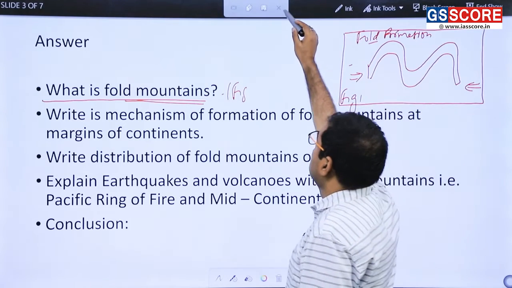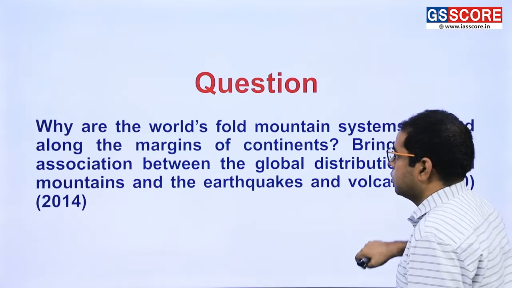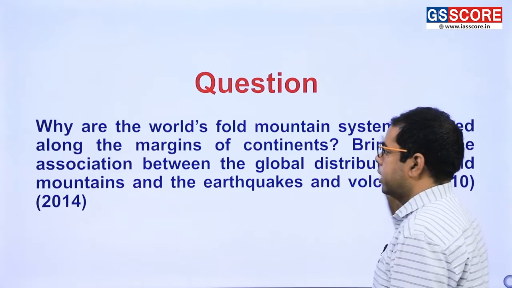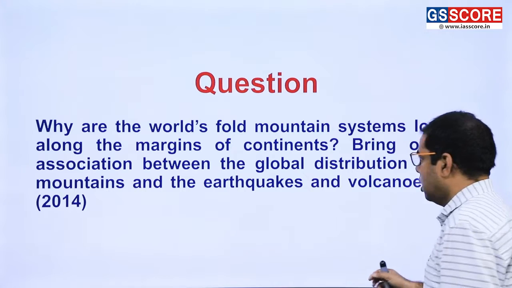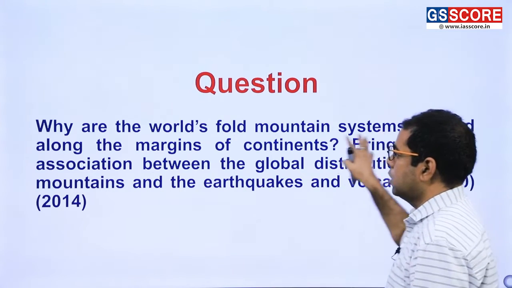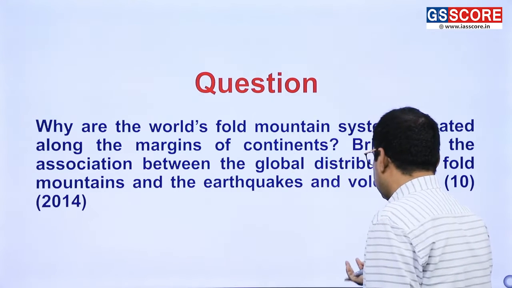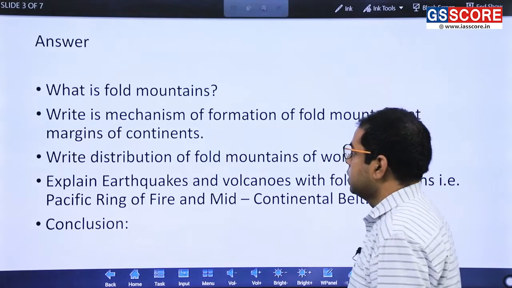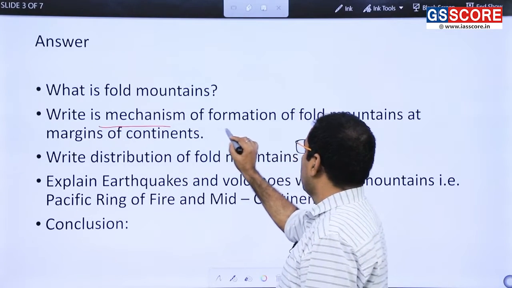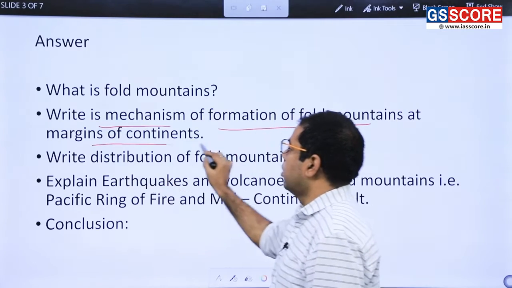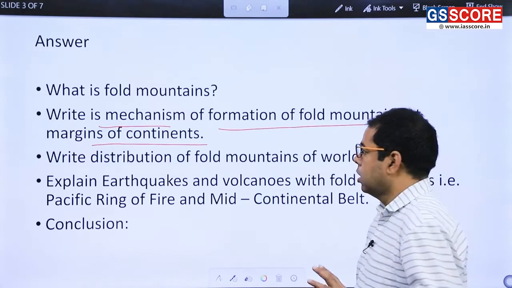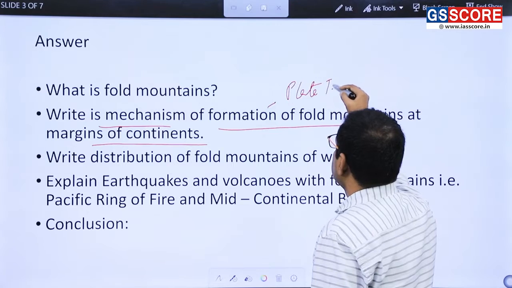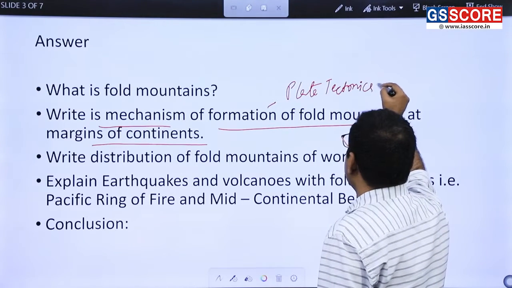I hope this is clear. Then our first part of the question, why are the world's fold mountain systems located along the margins of continents? We have to discuss this part, location along the margins of continents. The next part of the discussion is the mechanism of formation of fold mountains at the margins of continents. We have to focus absolutely on the plate tectonics theory.